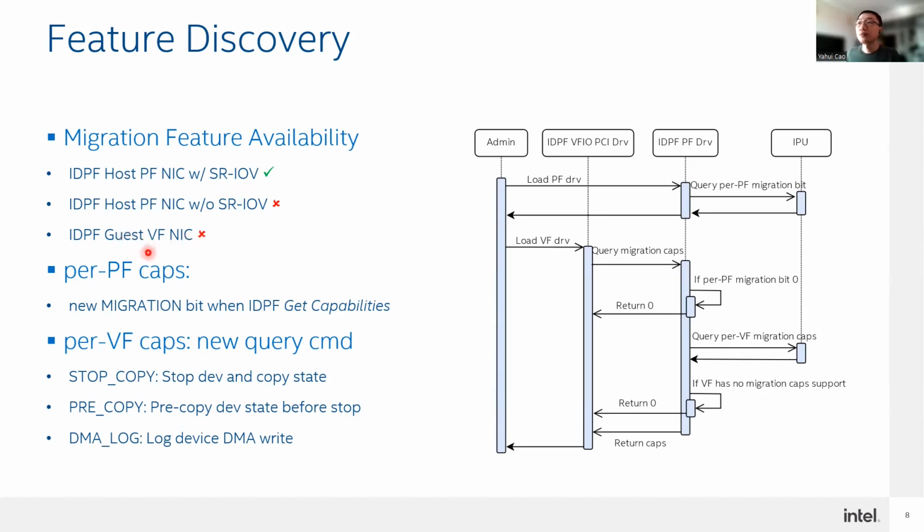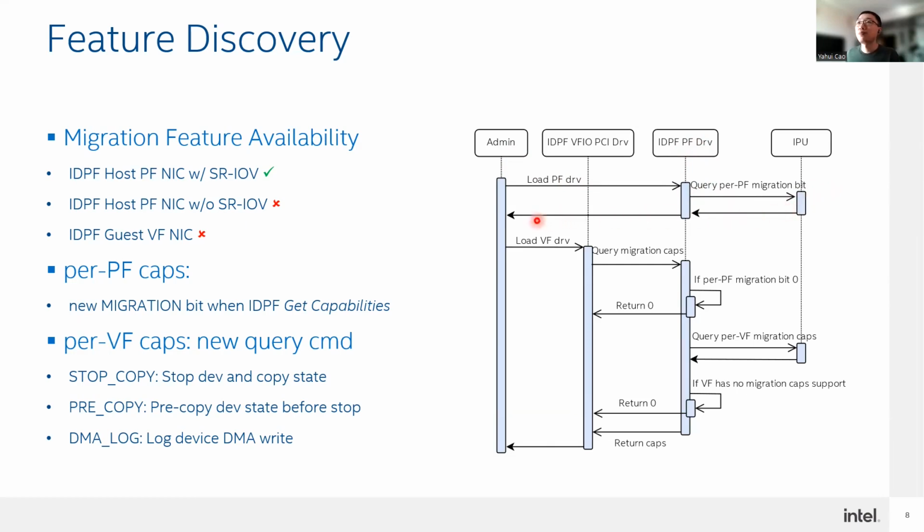So in order to implement these requirements, we define a per PF capability and a per VF capability. Let's take the right picture as an example. While the administrator loads the PF driver and it is initializing, it will ask the IPU, hey, tell me what is this device's migration status? Is it supported or not? This is only one single bit, and then it just returns.